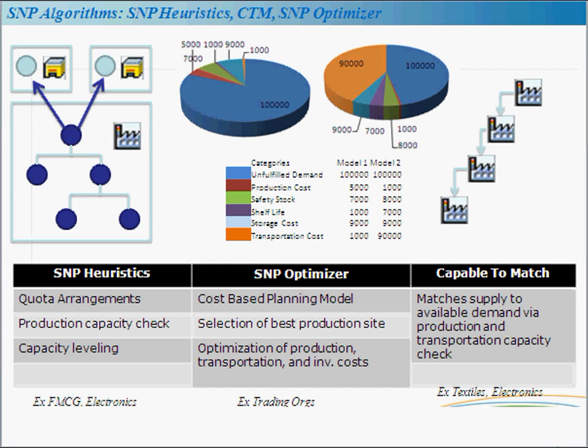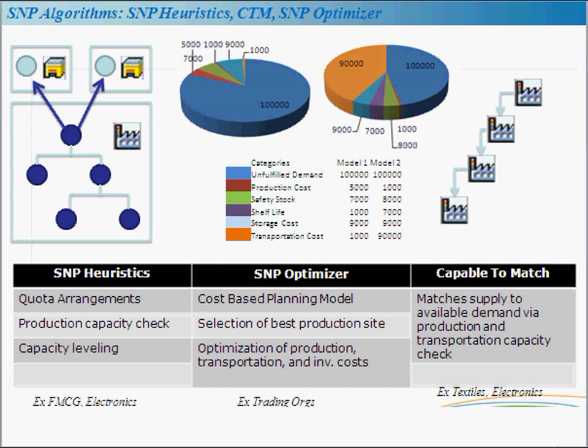And this is ideally suitable for industries like FMCG, where capacity is not more of a bottleneck, but supply chain and speed of processing play a very critical role. The second engine that we have is the SNP optimizer. SNP optimizer is a cost-based planning engine. So whatever decisions it takes in terms of creating planned orders and purchase requisitions, it tries to find a solution that's most cost effective.